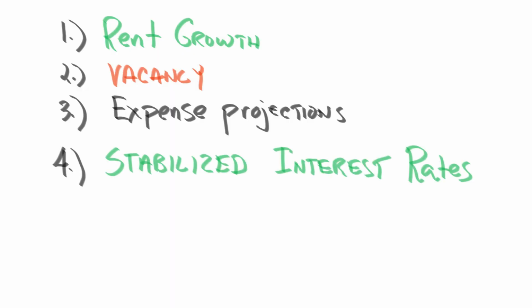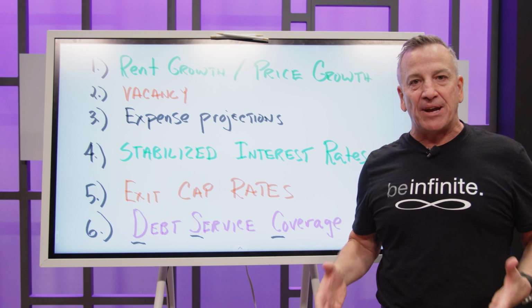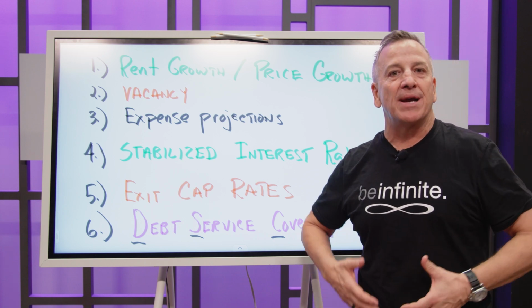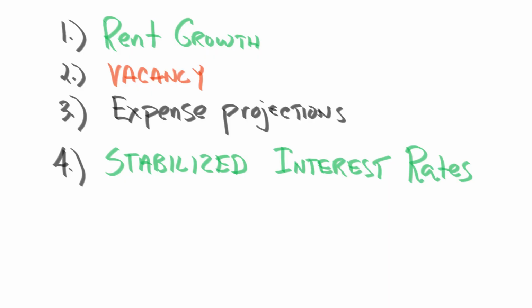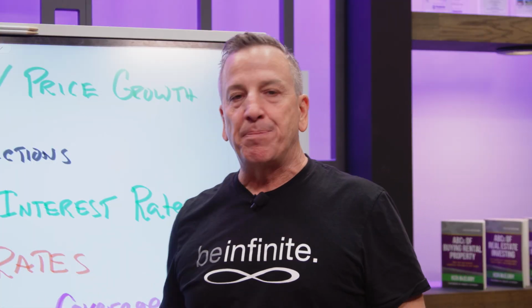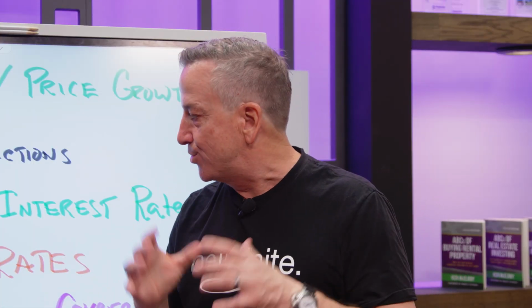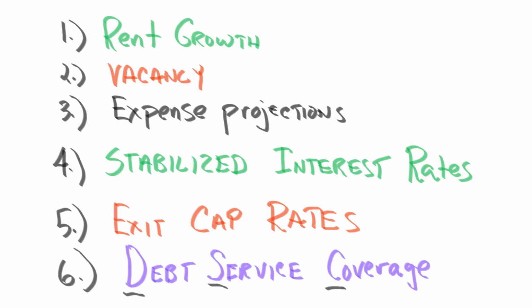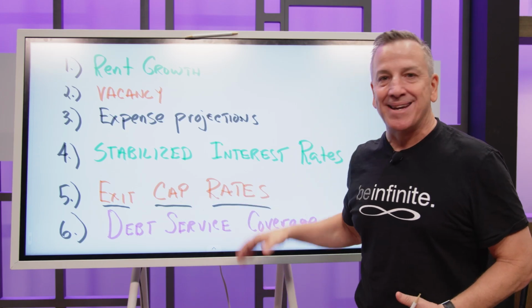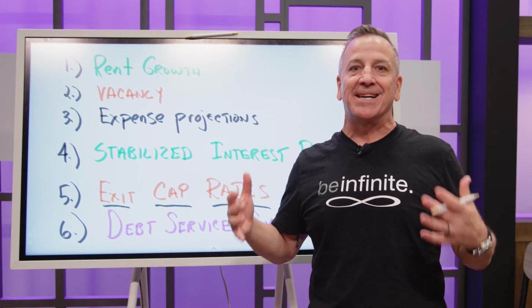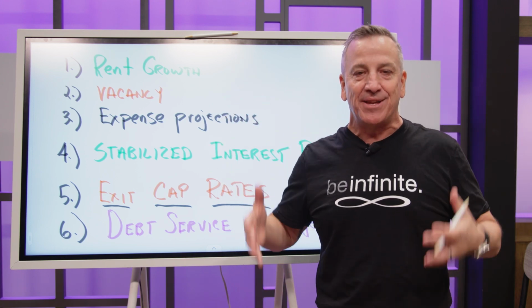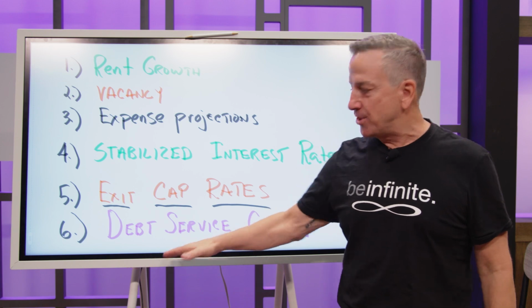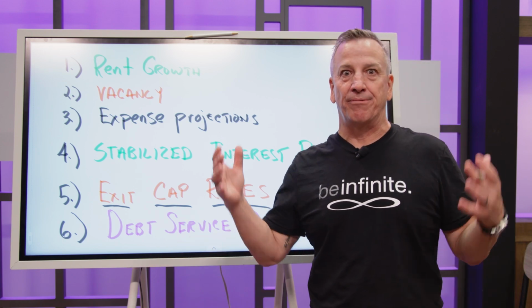The fourth blind spot are stabilized interest rates, and as we know, the Fed just raised 0.75%. The federal fund rate, and they're about ready to raise it again. The fifth are the exit cap rates. The sixth blind spot, and what most real estate investors do not pay attention to, is debt service coverage, or DSC. But for today, we're going to talk about exit cap rates and why they're important, because most people have not done this right. And last week, of course, we talked about debt service coverages, which are very important.